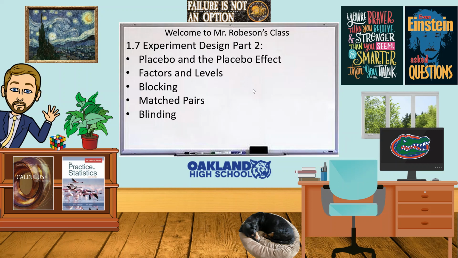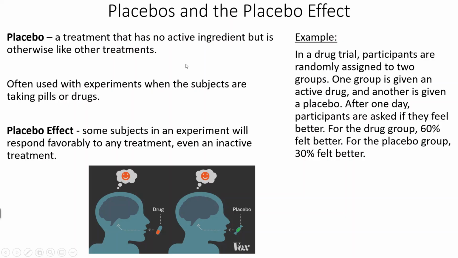We're here today to talk about experiment design. So we've got a couple more techniques in experiment design to go over, like placebo, the placebo effect, factors and levels, blocking, matched pairs, and blinding. So first of all, what's a placebo?